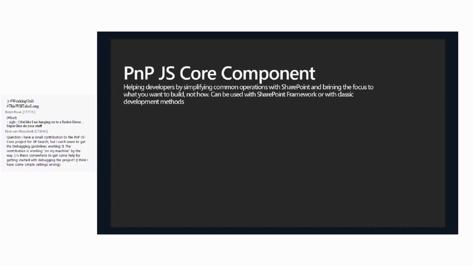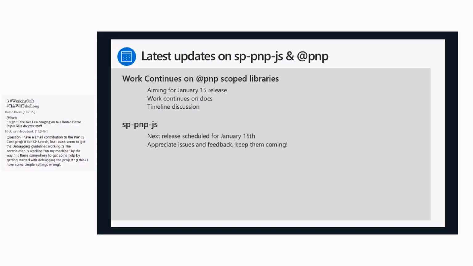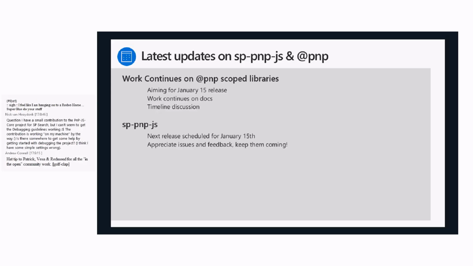So, an update on the JavaScript core component. The short update: I took some time off at the end of last year, so not a lot happened in the last couple of weeks, but I did want to give folks an update on where we're at. Work continues on those @PNP scoped libraries. As I mentioned on the last call, those are essentially code complete at this point, in the sense of ready for release. Obviously, nothing's ever 100% code complete in terms of new features, but we're aiming for a January 15th release.